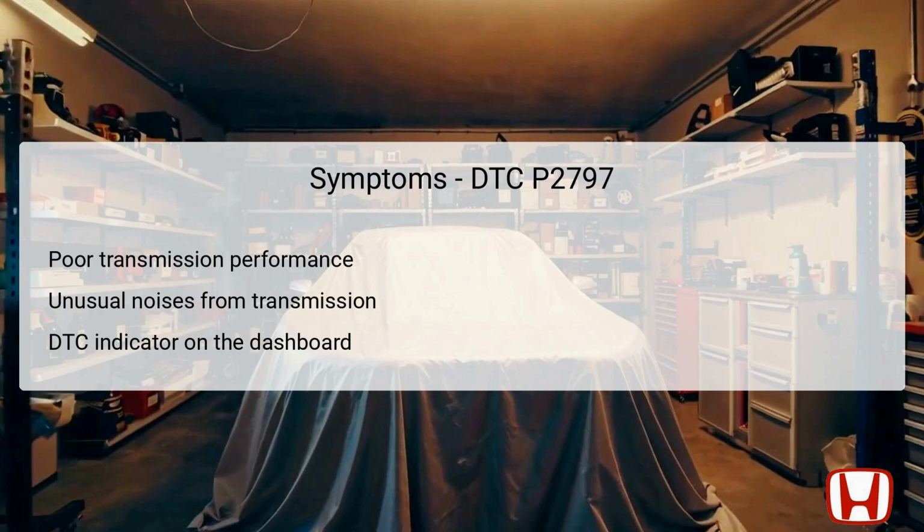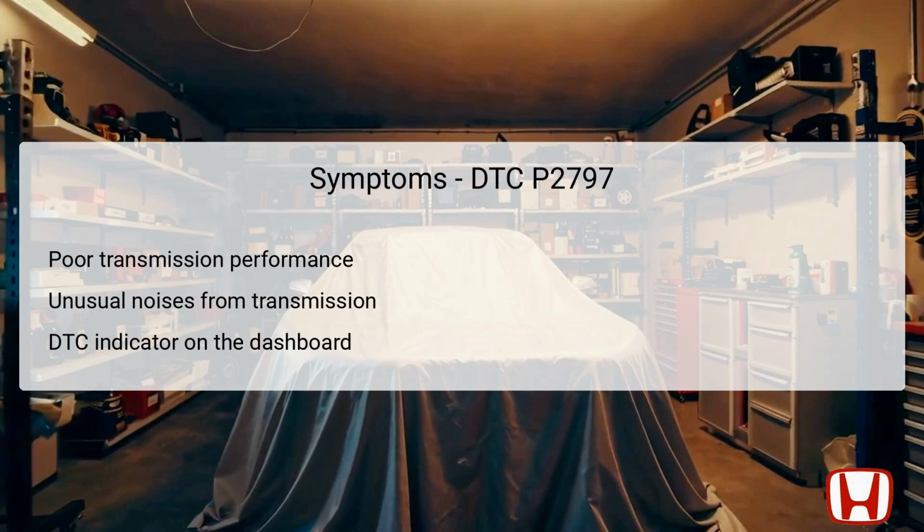Symptoms associated with DTC P2797 can manifest in various ways. One common symptom is poor transmission performance, which can include delayed shifting, slipping, or a noticeable decrease in overall drivability. Drivers may also hear unusual noises coming from the transmission area, which can indicate that the auxiliary fluid pump is not functioning as intended.